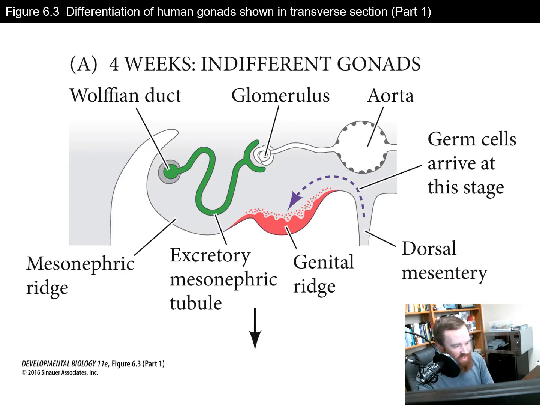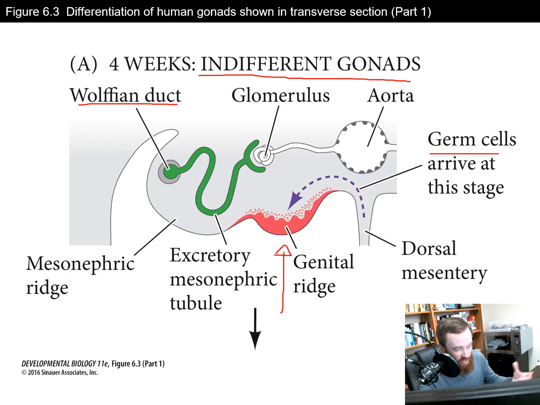So here we're going to look at a transverse section, so we're looking across as opposed to front on, as we looked at before, of this development of the gonads. And so here we have indifferent gonads, so they're not specified into testes or ovaries yet. And at this stage we have the Wolffian duct, and this genital ridge is important. So this is where the germ cells will migrate to, to develop into the gonads or the genitalia of the organism.